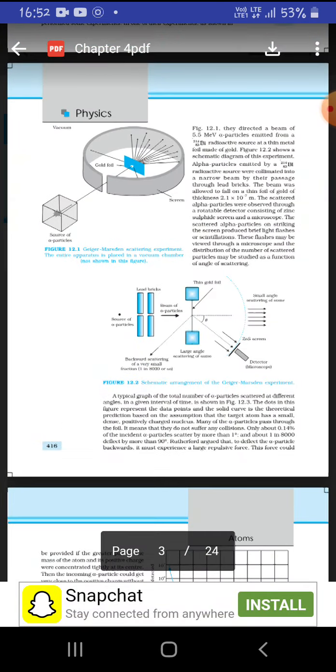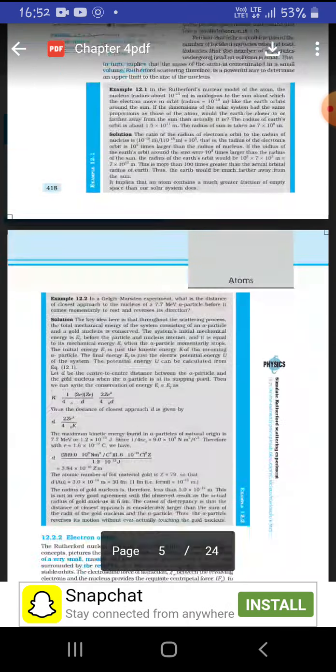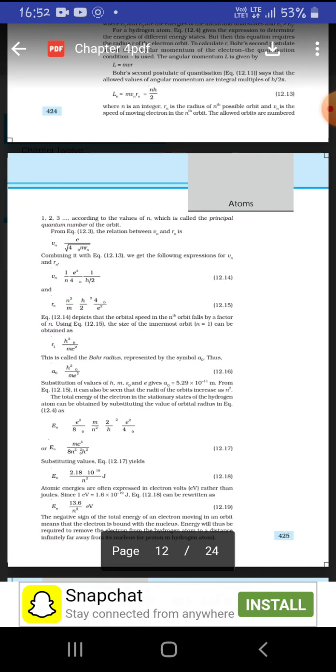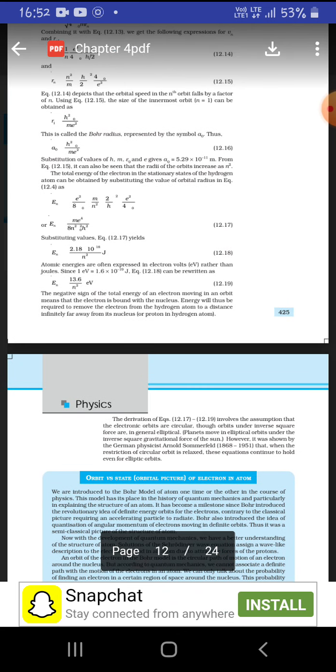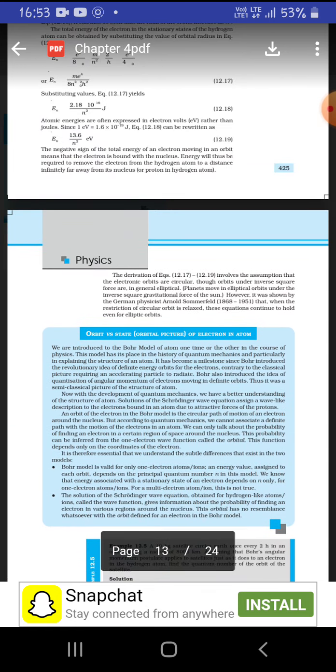It was given in the Rutherford model. He used that formula, and added the h by 2π condition to it, and when we solved that, we got E is equal to -13.6 by n squared eV. He got this when he solved that equation. The negative sign of the total energy of the electron moving in the orbit means that the electron is bound with the nucleus.